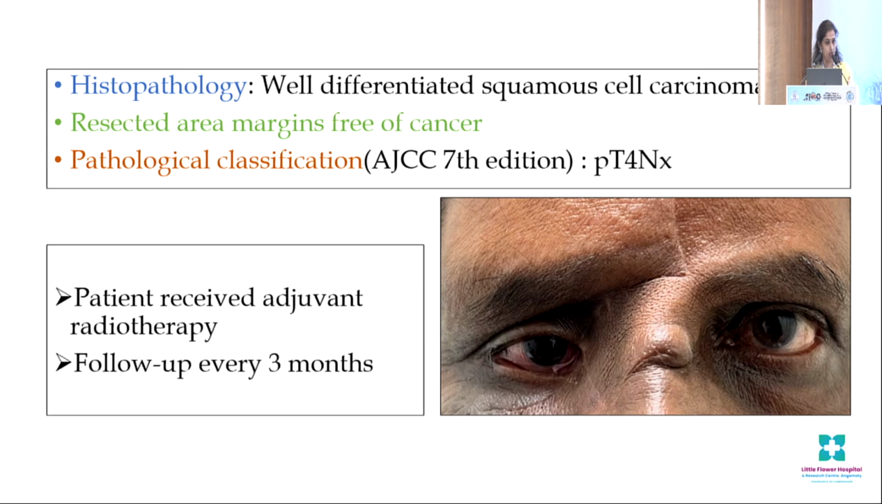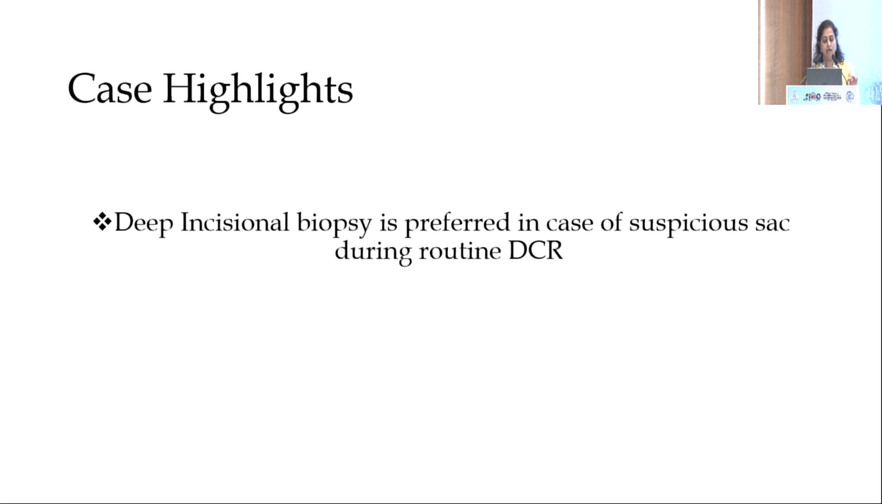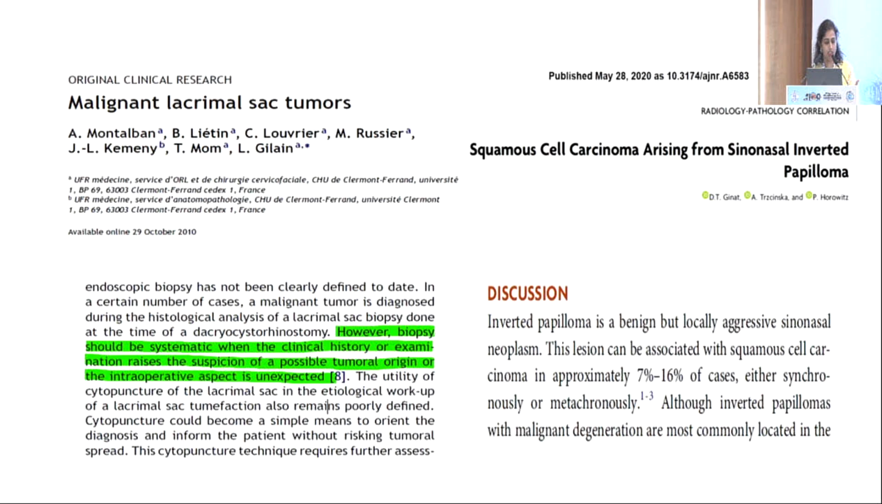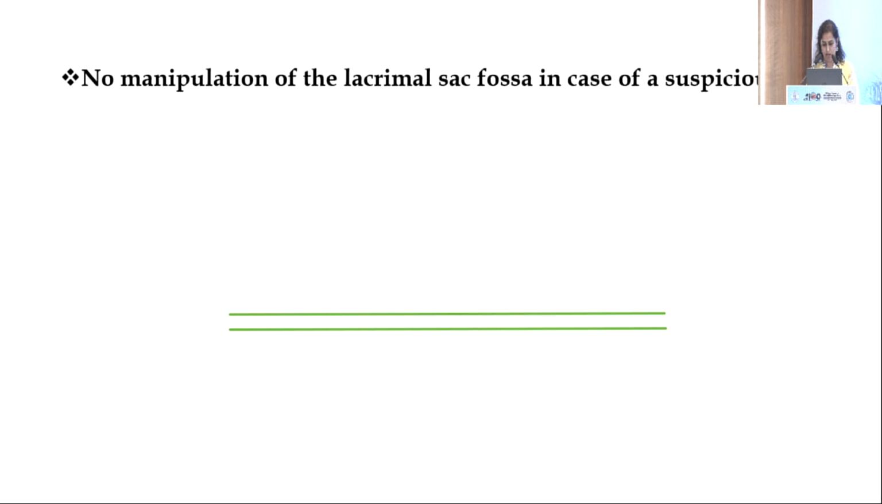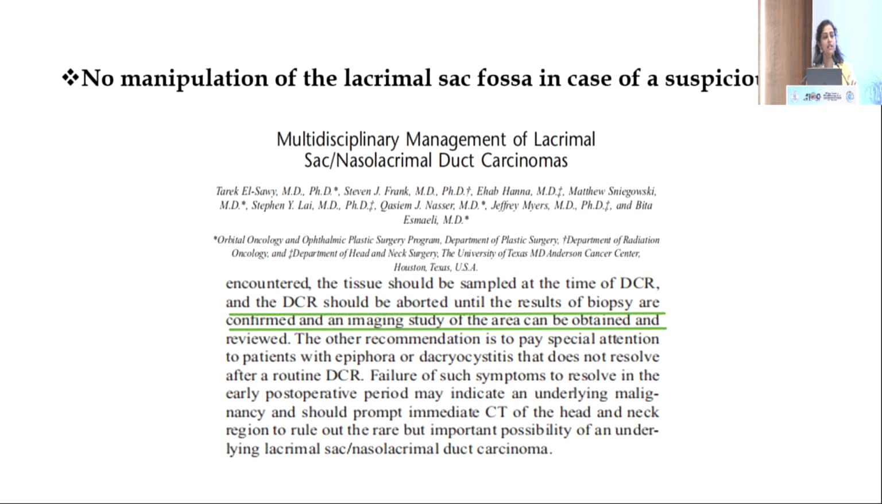Now, the highlights of this case were, one, a deep incisional biopsy is preferred in case of a suspicious sac during routine DCR. The main reason is that with a superficial biopsy, you may miss the malignant cells and only get the inflammatory reaction. Second, in case of an inverted papilloma, which is benign, in 7 to 16% of cases squamous cell carcinoma can occur either synchronously or metachronously. And third, a lacrimal sac fossa or DCR ostium should not be created in case of a suspicious sac during routine DCR, because this will aid in the spread of the tumor. First get the biopsy specimen analyzed and then decide on the treatment.